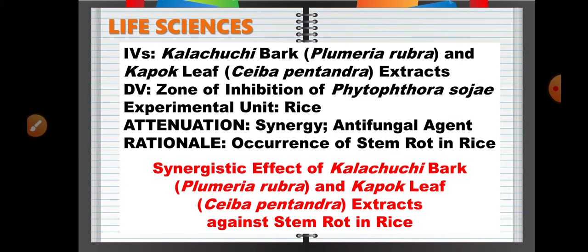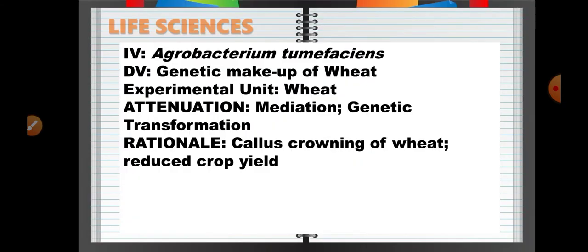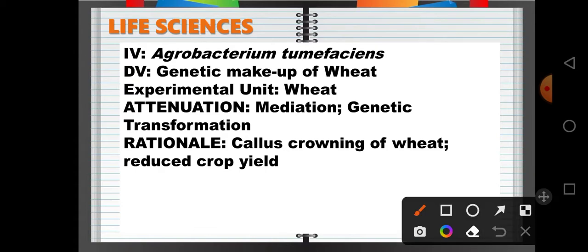Okay? So let's have another example for life sciences. So the independent variable is Agrobacterium tumefaciens. And our dependent variable here is the genetic makeup of wheat. Okay? And our experimental unit will be wheat. Then our attenuation is mediation. Okay? And our process is genetic transformation. And our rationale here, class, is the crown gall of wheat, which will reduce the crop yield.